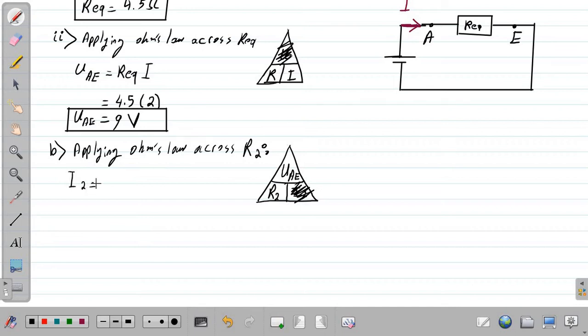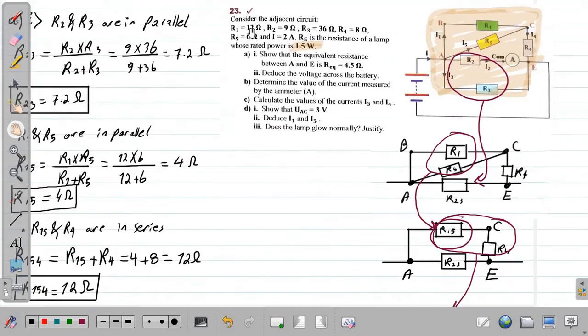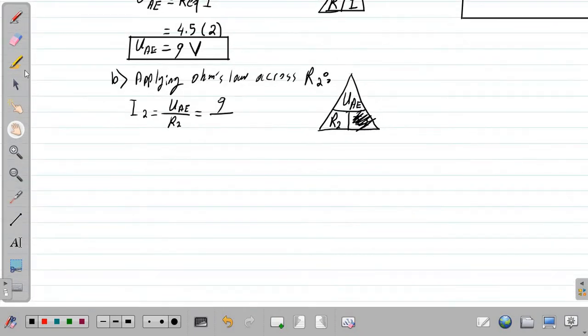I2 is equal to UAE over R2. The voltage is 9. The resistance of R2 is also 9. Finally, we will get that the current is 1. Since the voltage is in volts and the resistance is in ohms, where these units are SI units, we will get the current also in SI unit, and we know that the SI unit of the current is ampere. So I2 is equal to 1 ampere.